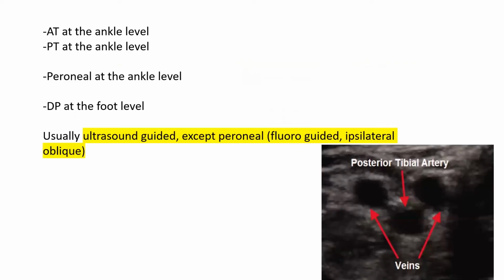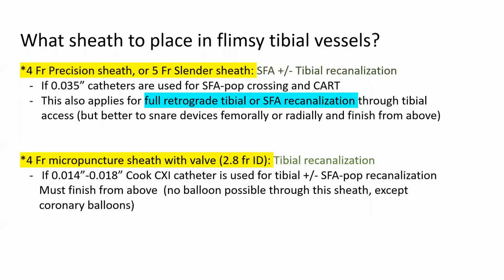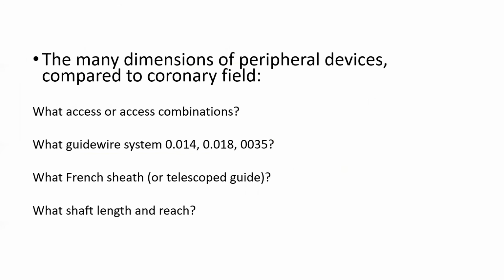I have two more slides that actually took me a long time to put together. Here's the thing. While for coronary balloons and stents, we focus just on the diameter and the length of the stent, in the periphery, it's far more complex. You have to think, what access or access combinations do I need? What guide wire system? What French sheath? And what's the French size of the telescope guide? And what can I fit through it? And very importantly, what shaft length and reach, especially when you're trying to do radial recanalization.